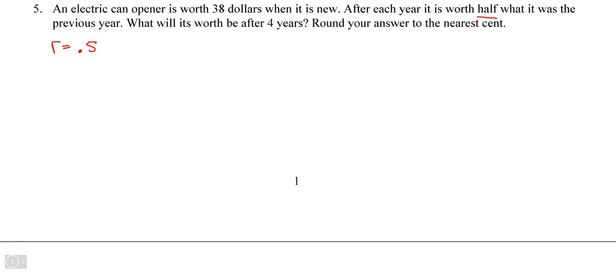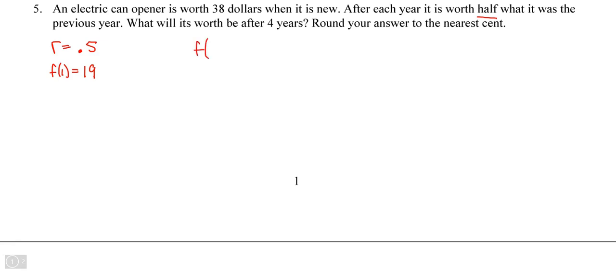So what's the first term? Now, we might think that the first term is 38, but it's not, because the first term would be after the first year. So this $38 is the worth of the can opener when it's new. So the first term would actually be a year later, which is half of 38, which is 19. So now, you can get to year 4 by just multiplying by half 3 more times. Or you can write the explicit rule. I like the explicit rule, so I'm going to do that.